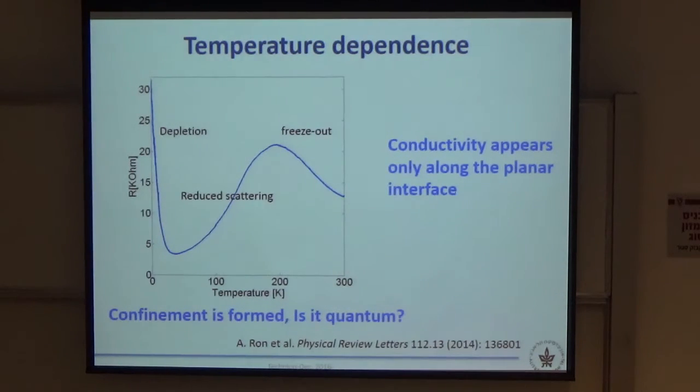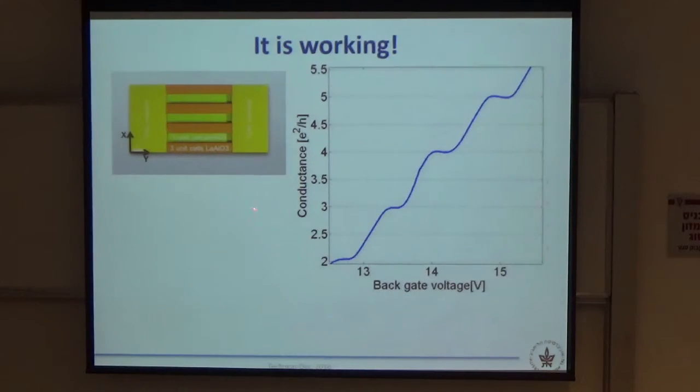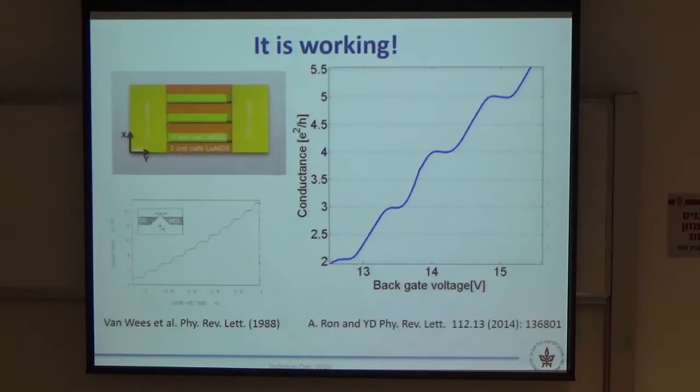Is it a quantum confinement? So yes, we look now. We have to change the gate voltage and look at the conductivity as a function of gate voltage. And we know from Landauer that each channel should contribute e squared over h. And if they are spin degenerate, then each channel should contribute 2e squared over h.